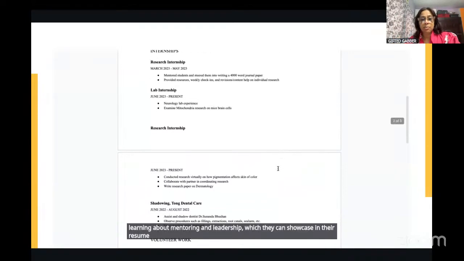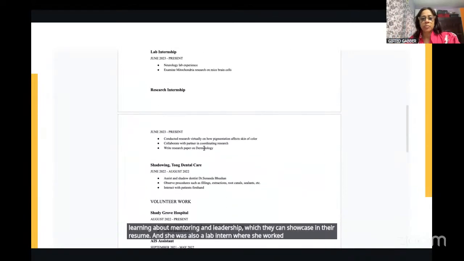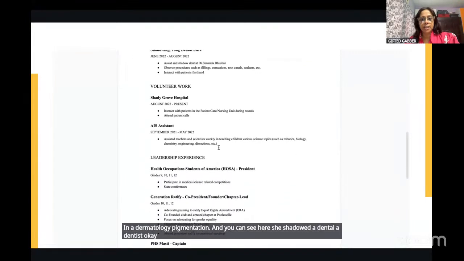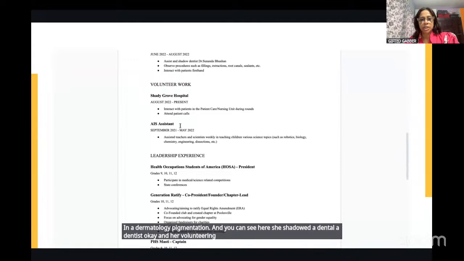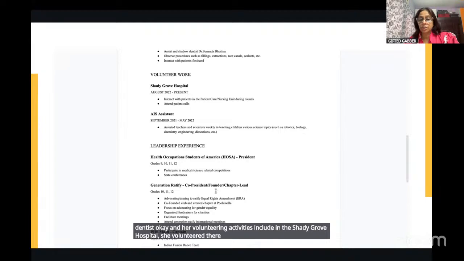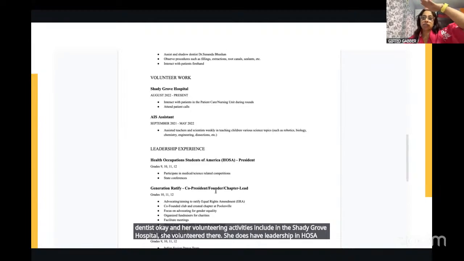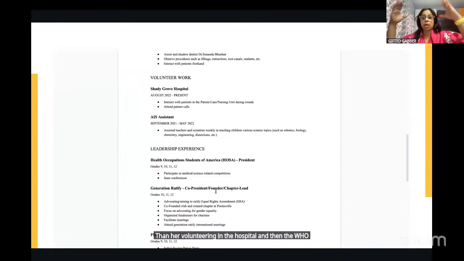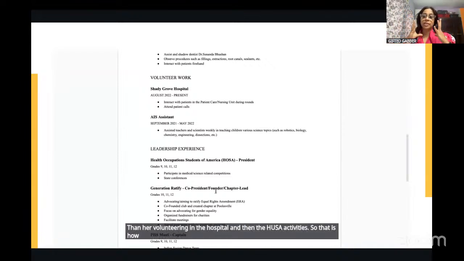She was also a lab intern where she worked in dermatology, pigmentation. And you can see here she shadowed a dentist. Her volunteering activities include the Shady Grove Hospital. She does have leadership in HOSA, but her number one activity that we put was research, then her shadowing, then her volunteering in the hospital, and then the HOSA activities. So that is how it is, if this is the formula that is needed.